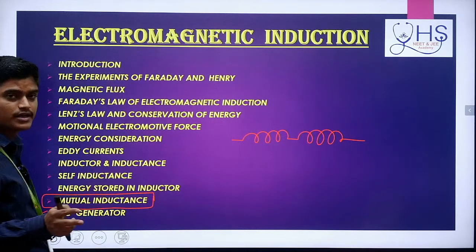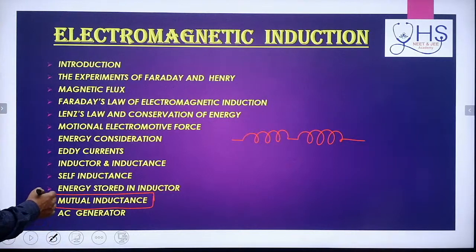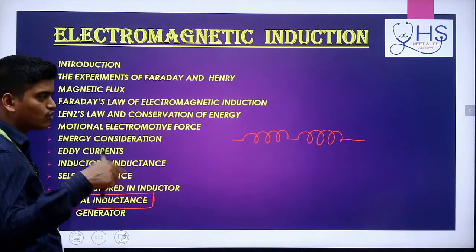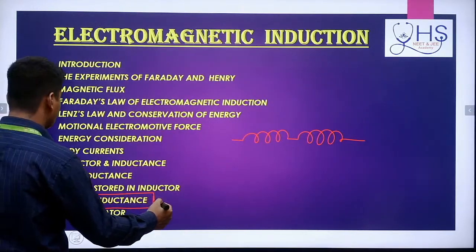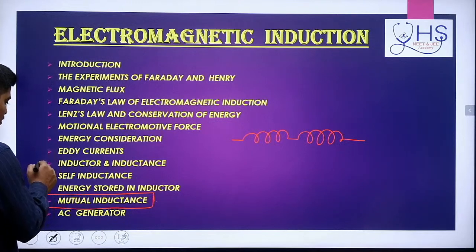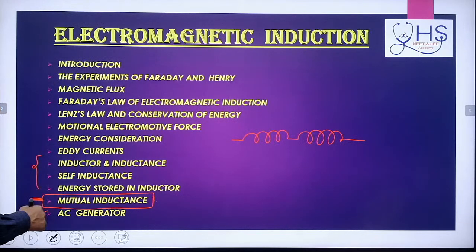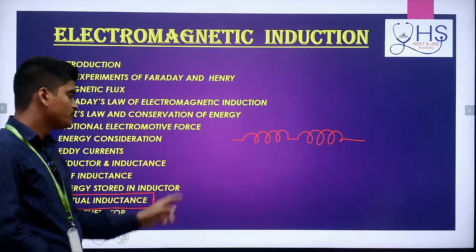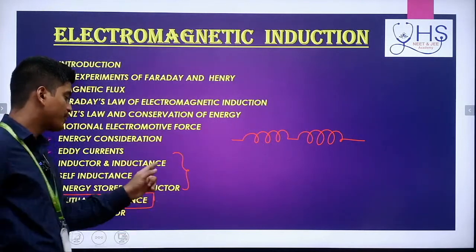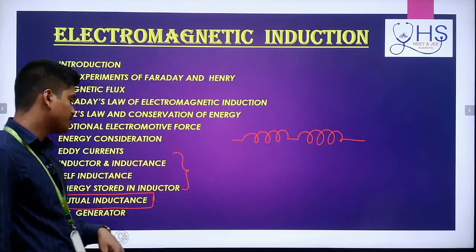So when there are two coils, we will study these two coils. Two coaxial solenoids, or two coils, or two circular loops, those types of things we'll see here. Already in the last class we completed what inductance is, what self-inductance is, and energy stored in an inductor. Some MCQ questions based on this we'll see. After that we'll come to mutual inductance.